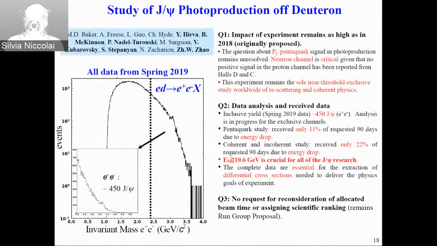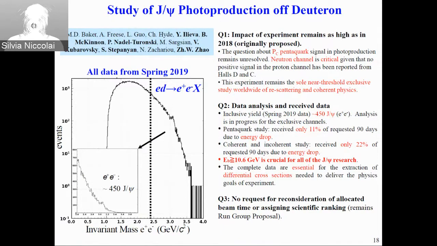Another important experiment of the RAN group is the J/psi photoproduction on deuterium. And replying to your questions, the impact of the experiment is as high as when it was proposed, because one of the goals of the experiment is to measure the Pc pentaquark in photoproduction. And given the negative results from GlueX and C on the proton channel, it's critical to do the measurement with a neutron. Also, this is the only experiment measuring this exclusive final state worldwide, and also the coherent final state.